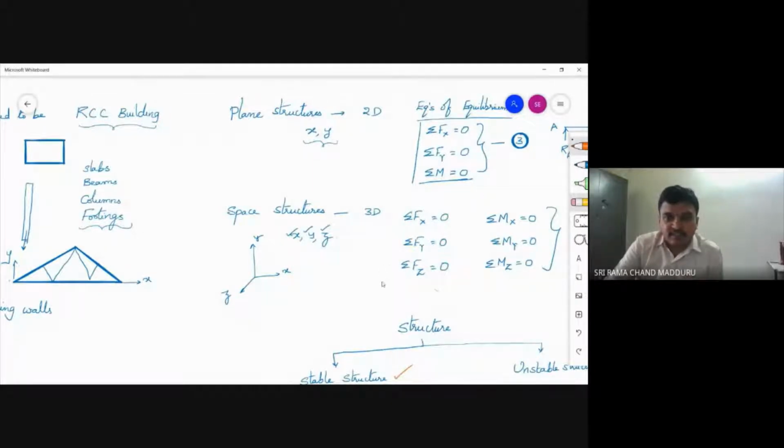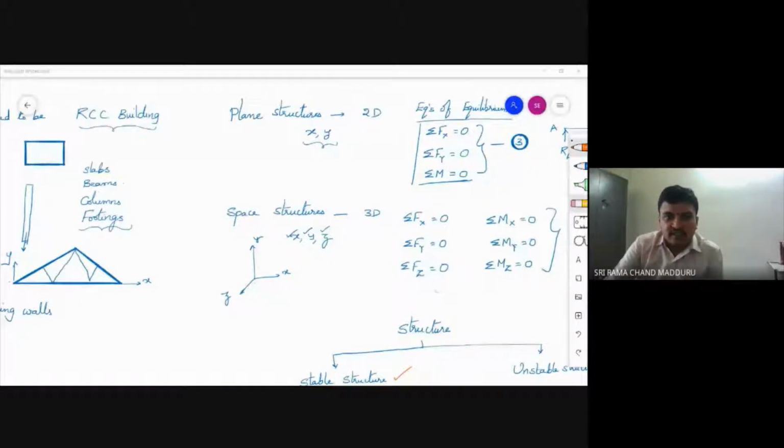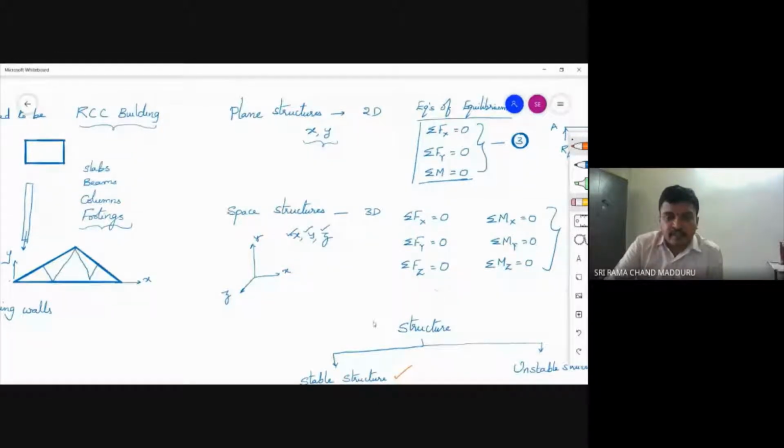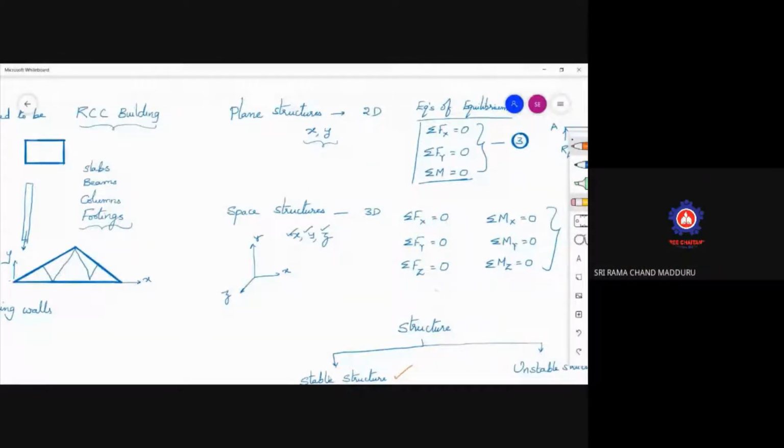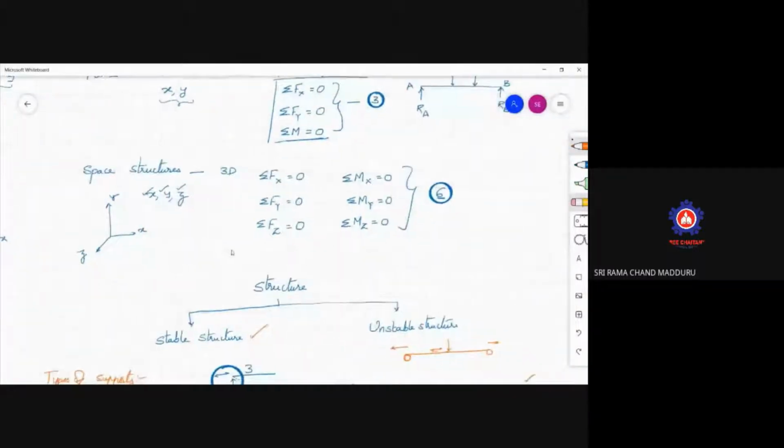Whereas for a space structure, we have seen that along with the x and y, the z-axis is also available. Hence, for the z-axis, sigma Mx is equal to 0, sigma My is equal to 0, sigma M about z is equal to 0, along with the summation of the forces along x, y, and z-axis is equal to 0.